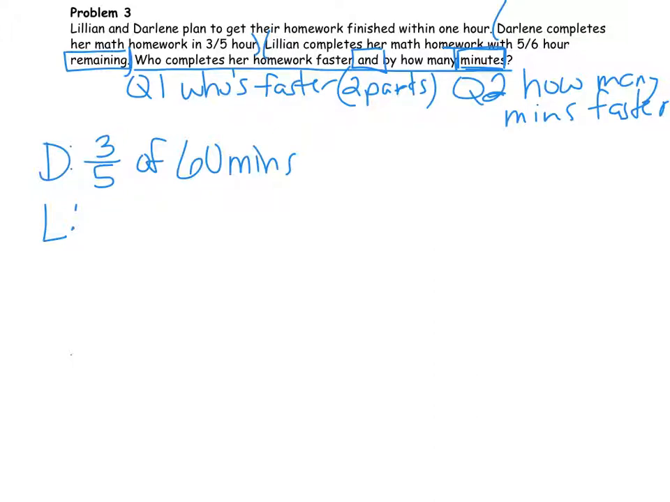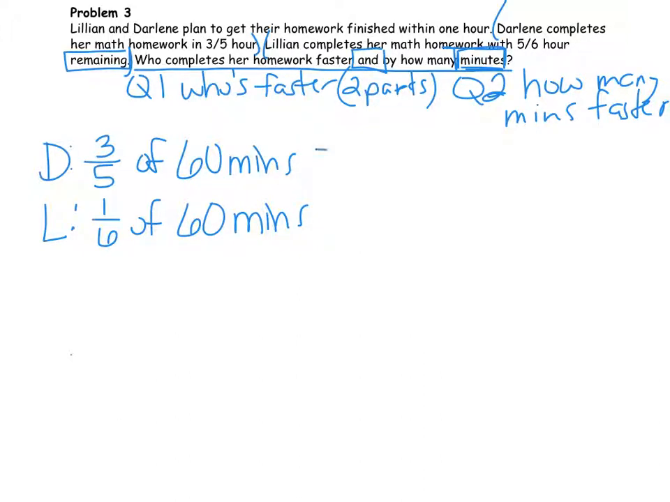well, if 5/6 of an hour she has remaining, how much did she actually work on it? Well, what's left of that 5/6? If I take 5/6 away from a whole, which is 6/6, how much is left? So I could say Lillian did 1/6 of an hour, which is 60 minutes. Because I figure out what do I need in order to make it a whole. 5/6 plus 1/6 is a whole, 6/6. So instead of paying attention to that remaining, I can say, well, she worked for 1/6 of an hour. So who completes her homework faster?